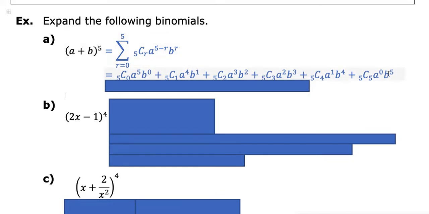Let's take a step back and look at this entire expression. 5 choose 0, 5 choose 1, 5 choose 2, 5 choose 3, 5 choose 4, 5 choose 5. We've written out a row of Pascal's triangle. And then for our value of a, it's descending. So it starts off as a to the power 5, then a to the power 4, then 3, then 2, then 1, then 0. B is at the power 0, then 1, then 2, then 3, 4, 5.